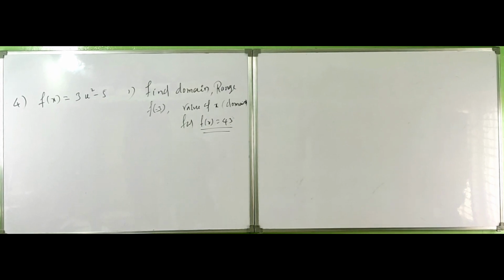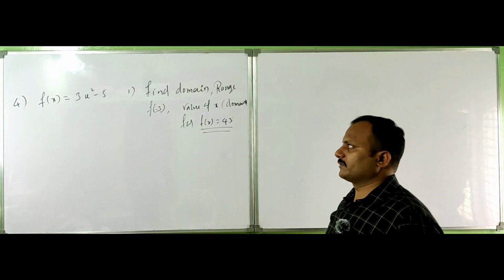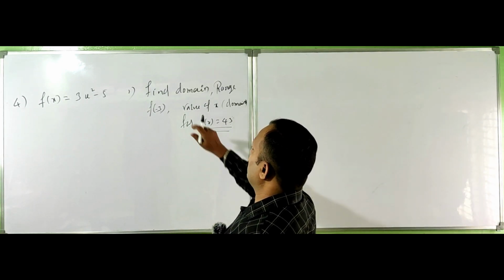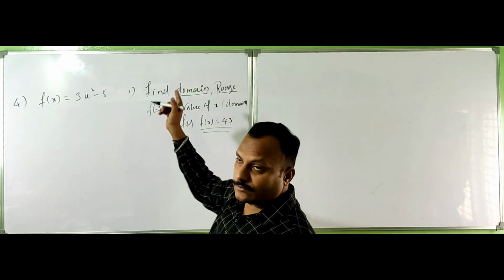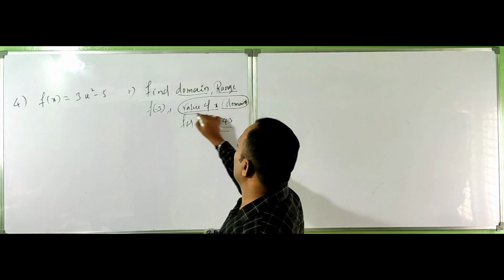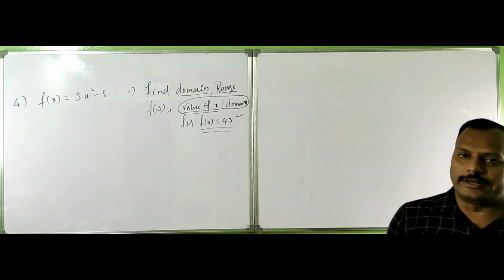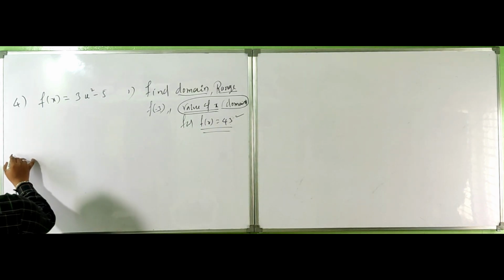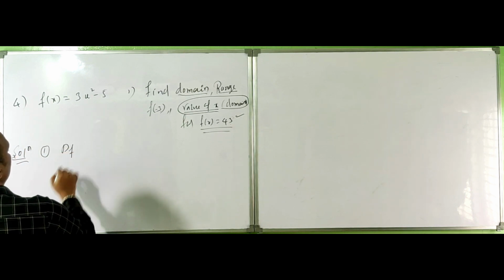No, sir, I will read the question again. Question number 4: f of x is equal to 3x square minus 5. Find the domain, the range, and f of minus 3, and the value of x, meaning the value of the domain where f of x is equal to 43. Solution, step by step. First one, the domain of f.